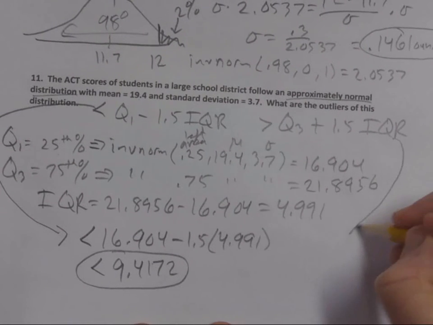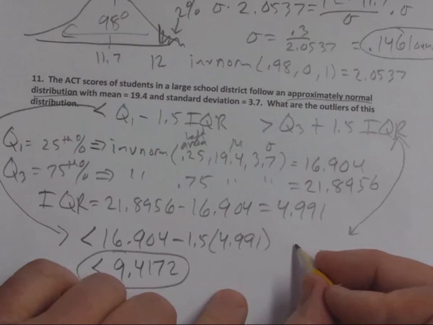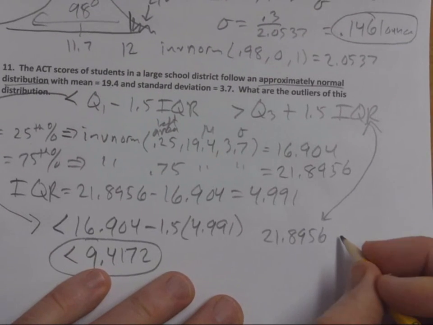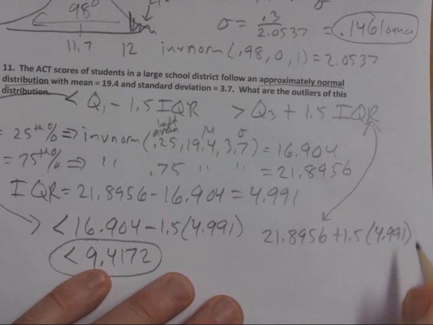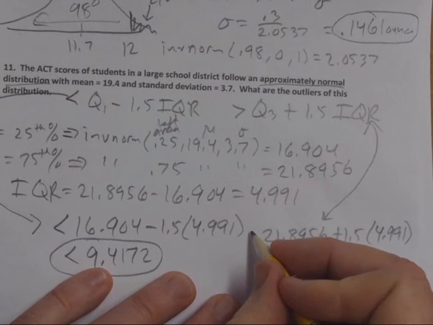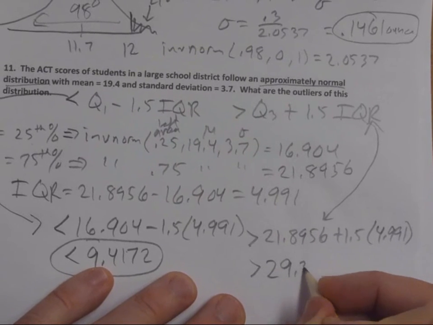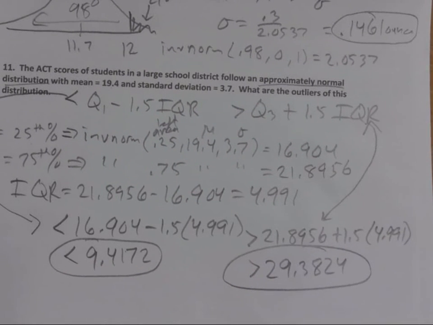Or using this formula, that's going to be Q3, which is 21.8956, plus 1.5 times 4.991. And so anything greater than that is an outlier. That ends up being 29.3824. Anything greater than that is an outlier. I know it's a lot, but that's it.